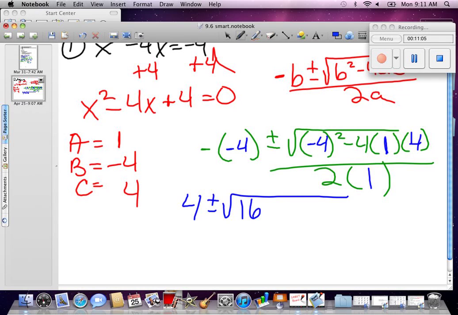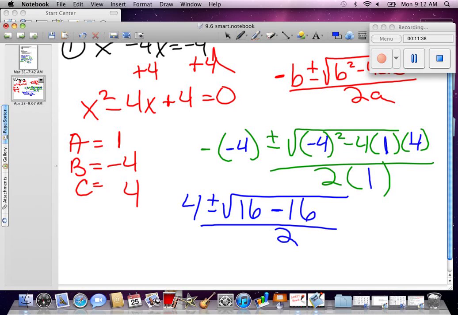How many negatives do we have? It's negative 4 times 1 times 4, so it should be a negative. Remember, an even number of negatives equals a positive, an odd number of negatives equals a negative. So, I have my sign. Negative 4 times 1 is negative 4. Negative 4 times 4 is negative 16, right? We already have the negative there, so I'm just going to write down the 16. All over 2.